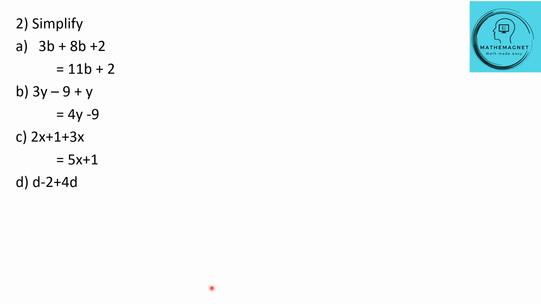Question D. It is D minus 2 plus 4D. Considering the variable terms first, it is plus D and plus 4D. So that will be 5D. And the mathematical operation before the constant is minus 2. So it is 5D minus 2. Question E. 10P minus 7P minus 5. Here considering the variable terms is plus 10P and minus 7P. So 10 minus 7 will be equal to 3P and minus 5. The mathematical operation before the constant is minus. So it is 3P minus 5.